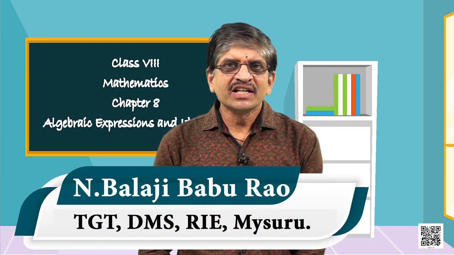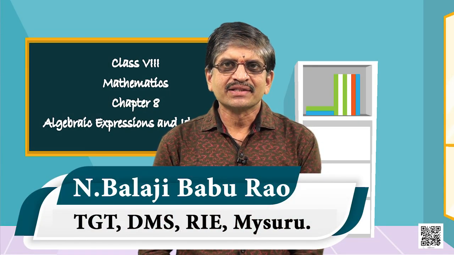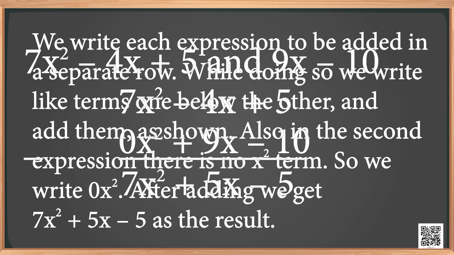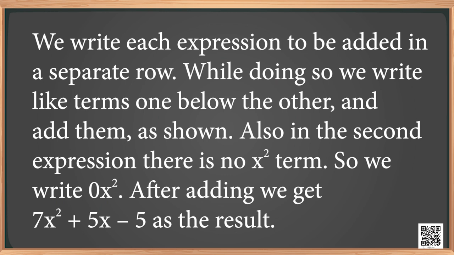Addition and subtraction of the algebraic expressions. Let us now recall how to add the algebraic expressions which you learnt in your 7th standard. Are you ready? Good. Add 7x square minus 4x plus 5 and 9x minus 10. Observe how we will do the addition. We write each expression to be added in a separate row.